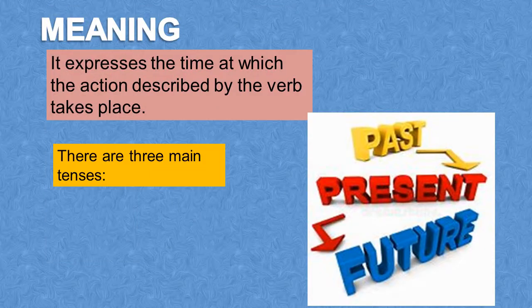Students, first we should understand the meaning of tenses, which means time. It expresses the time at which the action described by the verb takes place. So students, there are three main tenses: present tense, past tense and future tense.